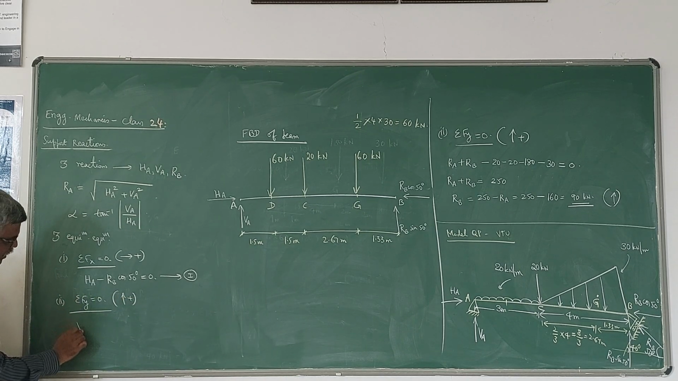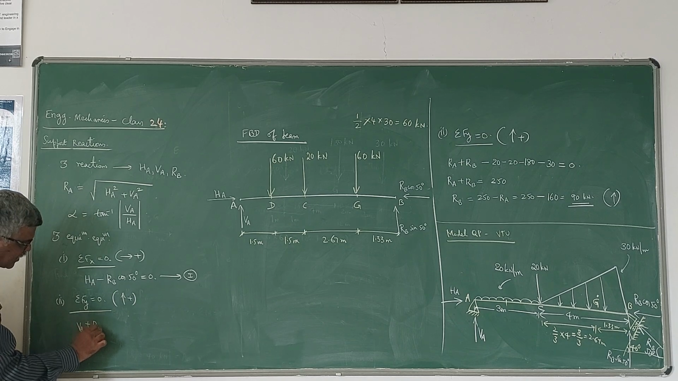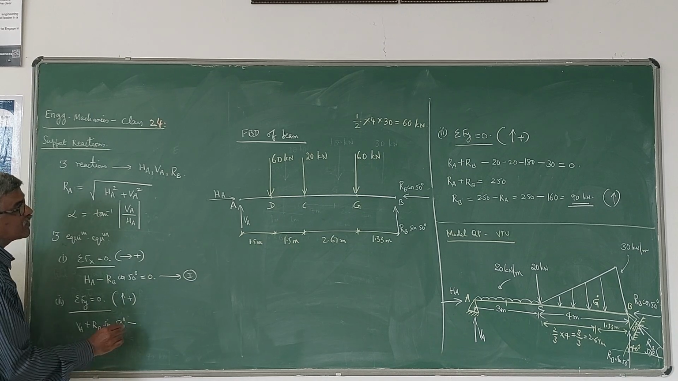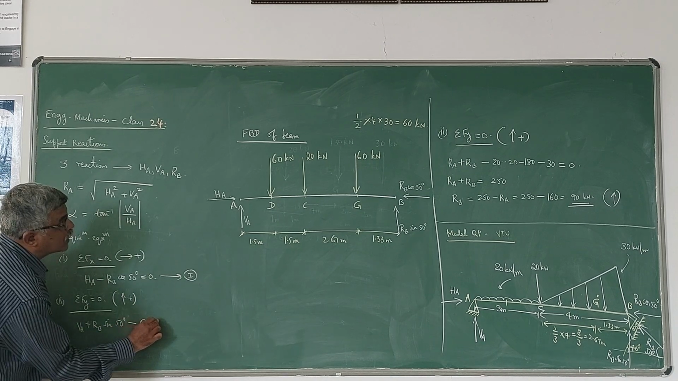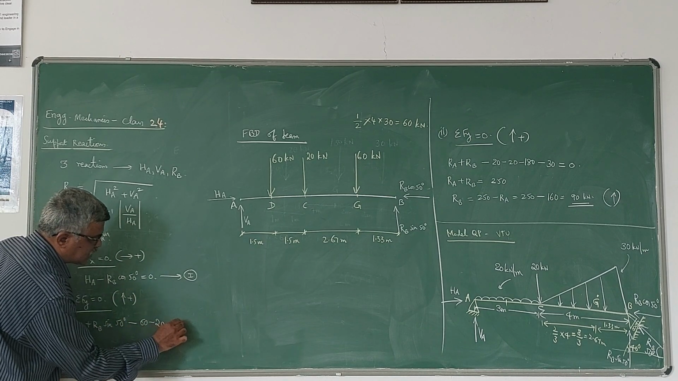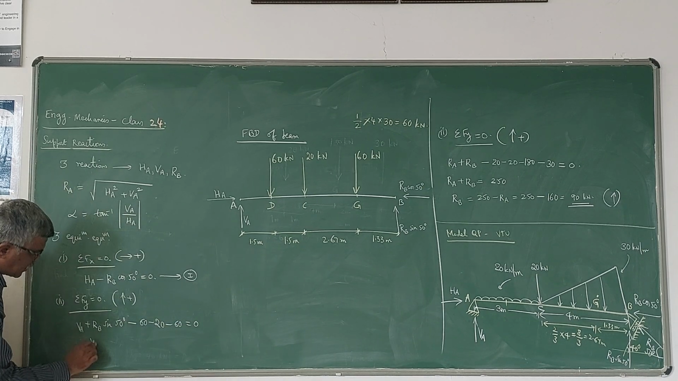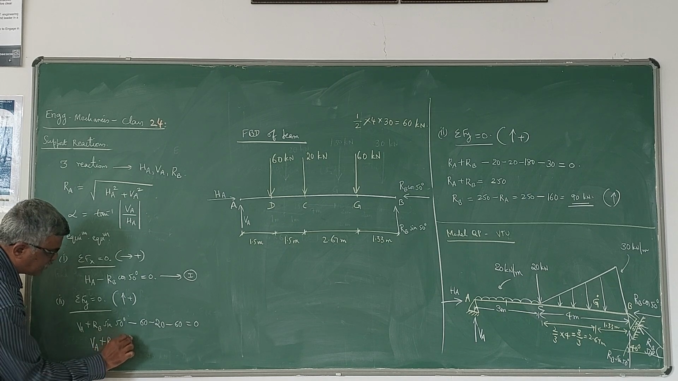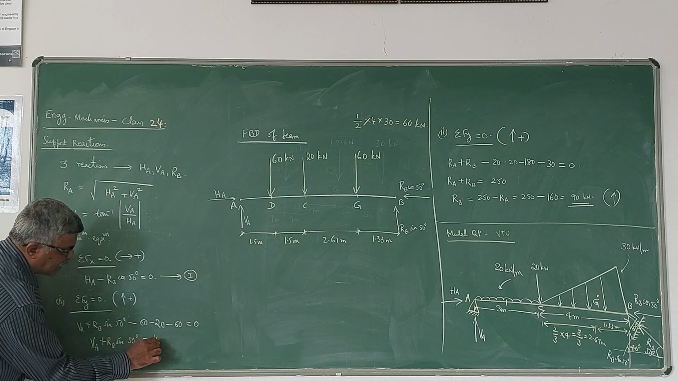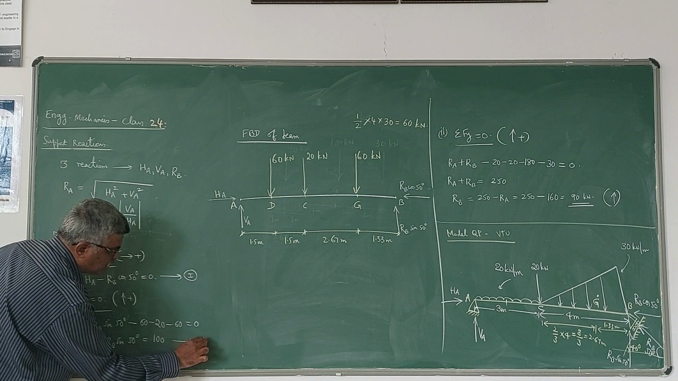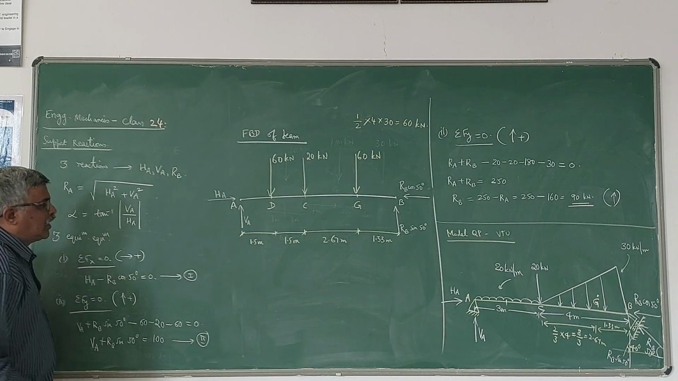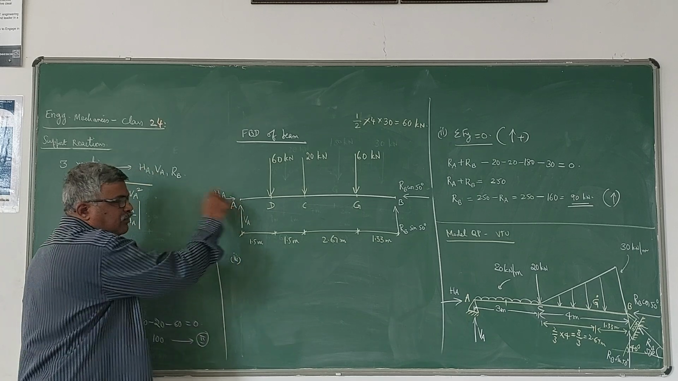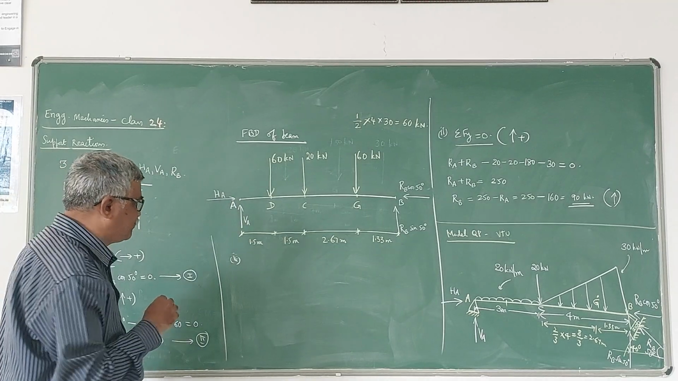So VA plus RB sin 50, both are positive because they act upwards, others are negative. Minus 60, minus 20, minus 60 is equal to 0. Or you can write VA plus RB sin 50 is equal to 140. So this is equation 2, the second equation.